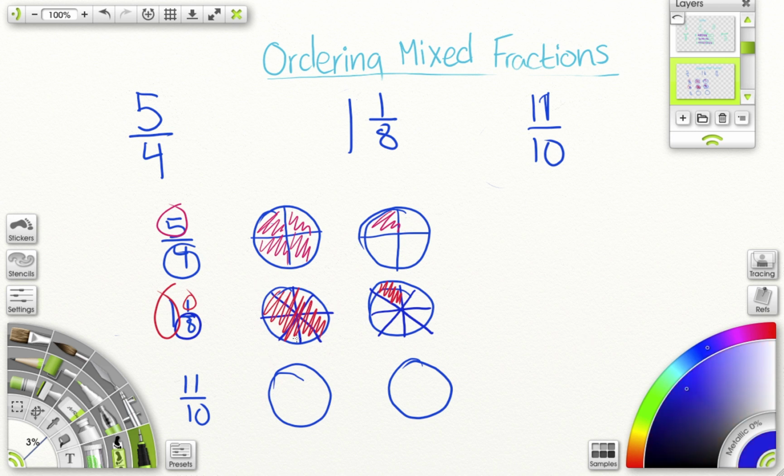My last one is 11/10. So I gotta split these up into 10 equal pieces. So that'd be 4. Oh, how am I gonna split this up? Okay, you try and make these pieces as equal as possible, or else it's going to be very hard to tell which one is bigger.